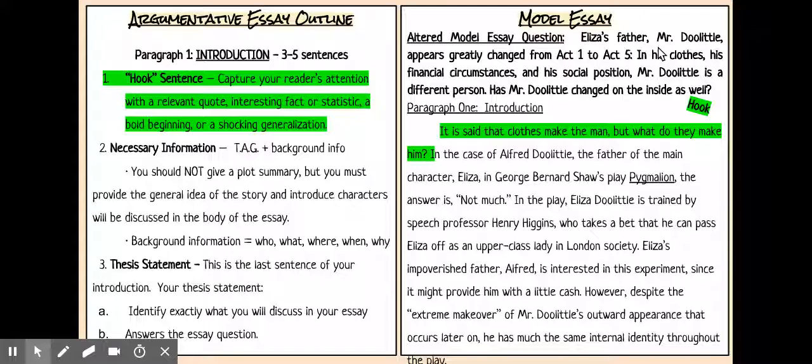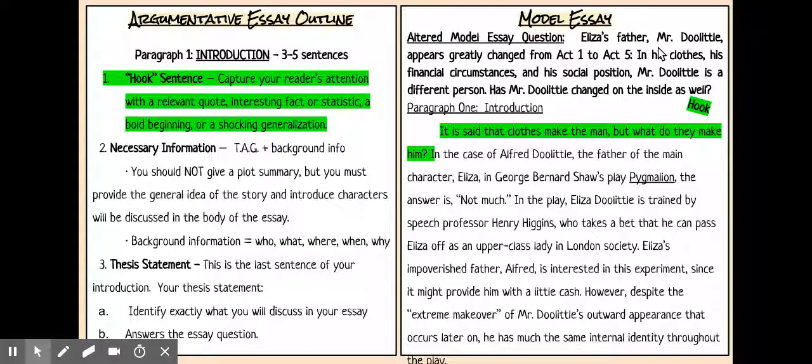On the left, you'll see highlighted in green what a hook sentence is. You want to capture your reader's attention. On the right side of the paragraph, you'll see a model hook. It is said that clothes make the man, but what do they make him?